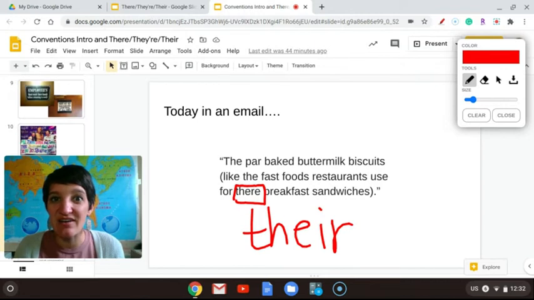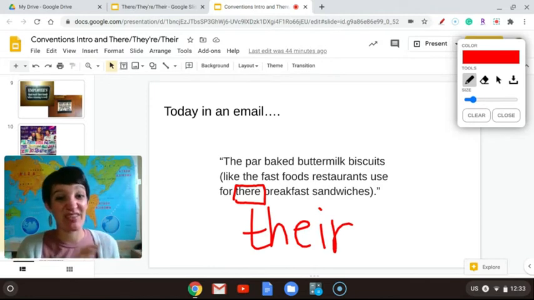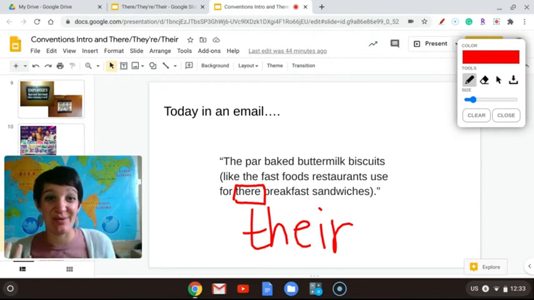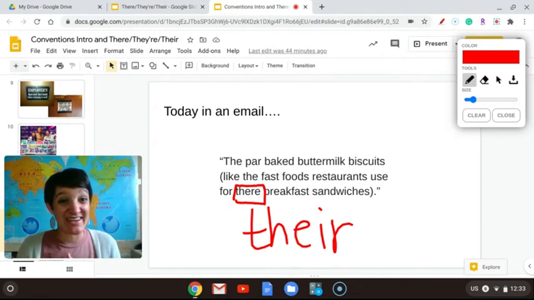So why does this matter? Well, when I got this email, I thought to myself, you know what? I don't want to buy these biscuits. Because if this person is careless with their writing and careless with using the correct homophone, then they might also be careless with my food. And I don't want that to happen, so I never bought these biscuits.